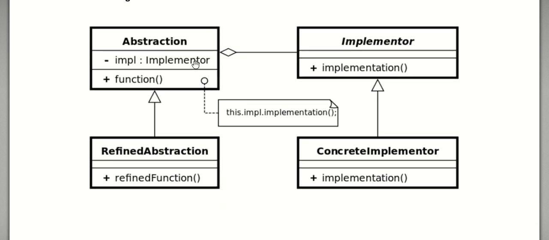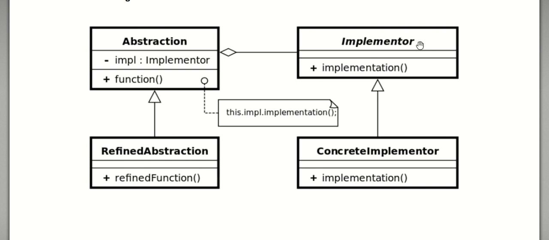So again, for the abstraction, you have a refined abstraction or you can call it a concrete abstraction, which provides the refined method. So if I have a message as my abstraction, I can have a text message, I can have an email message, so I can inherit and create concrete classes over here.